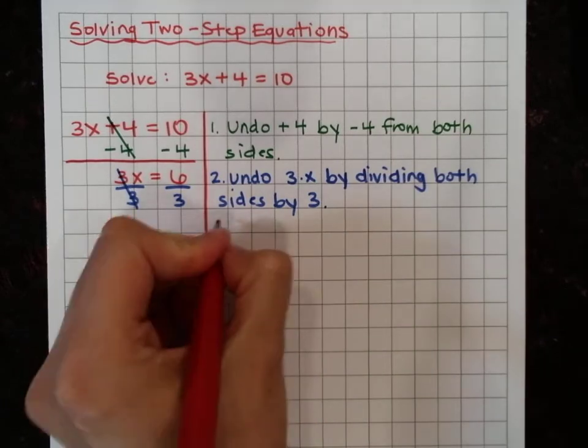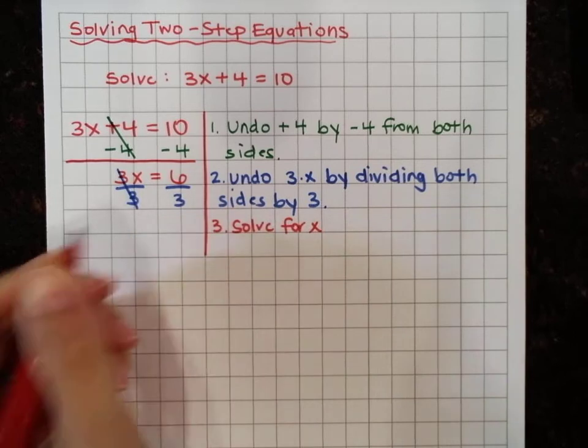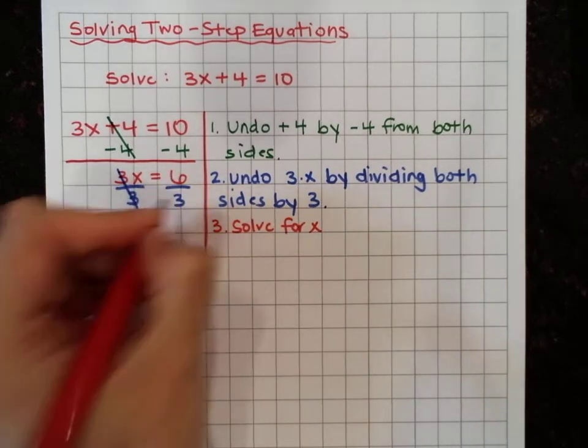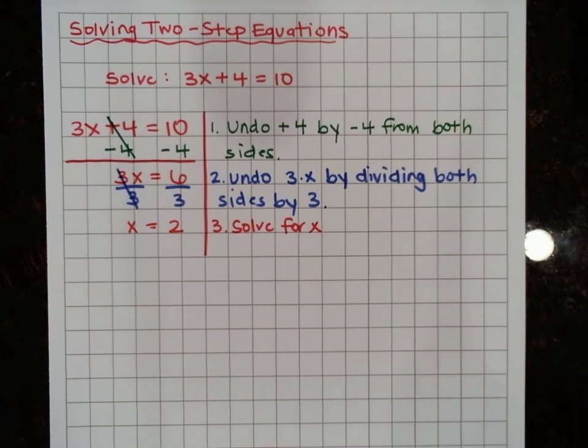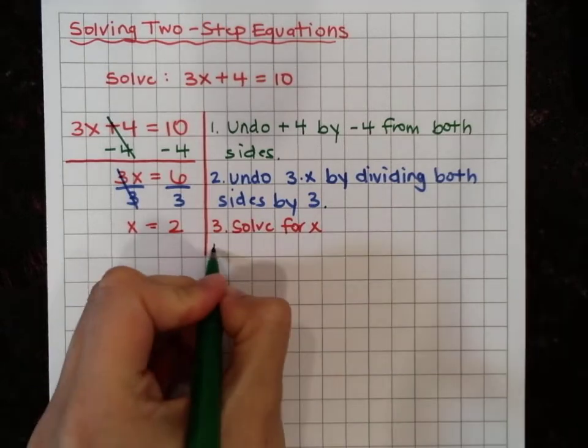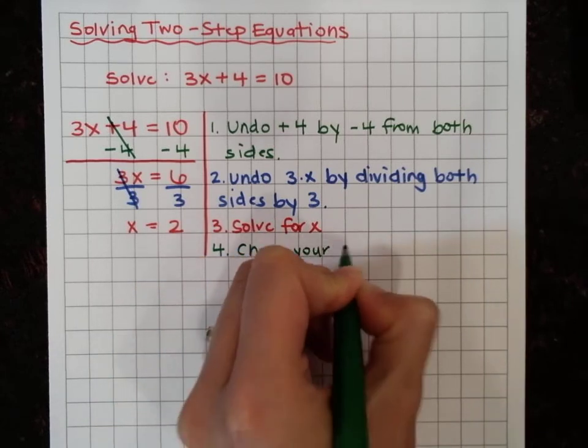And so then the last step is we just solve for x. And so x equals, what, 6 divided by 3? That is 2. And then you're going to check your answer. So your last step, you want to make sure you didn't make any mistakes. So you're going to check your answer.